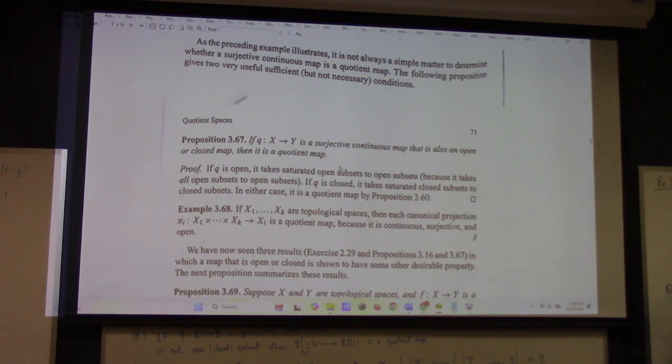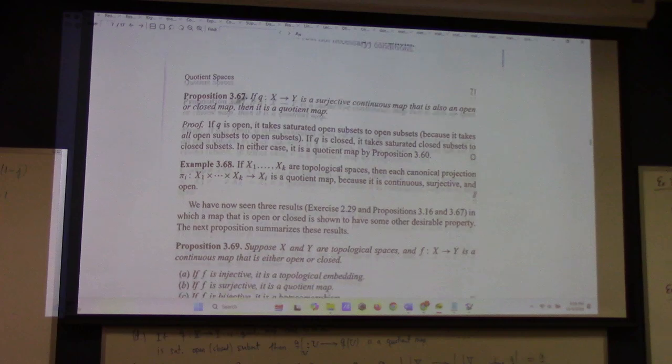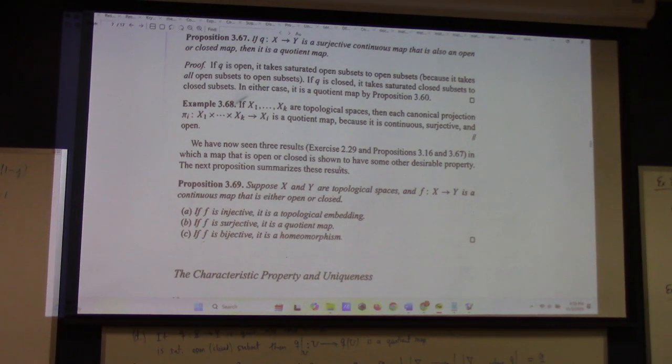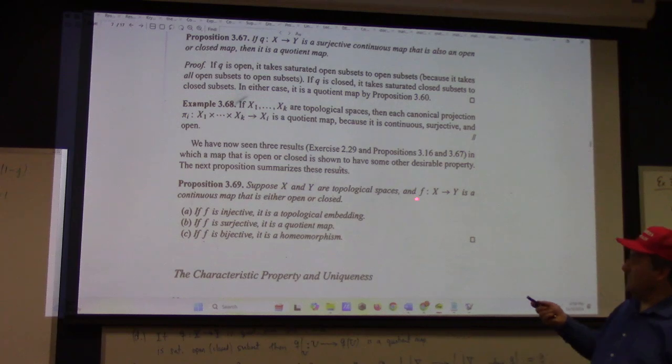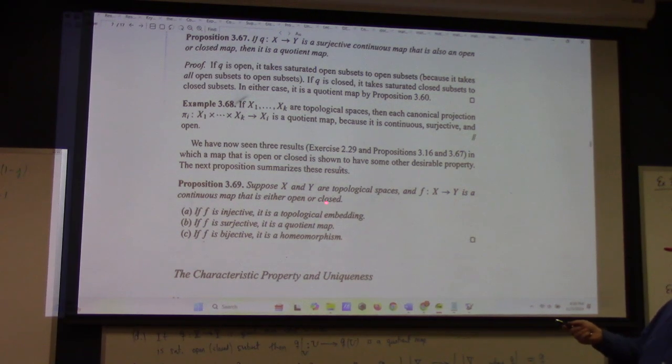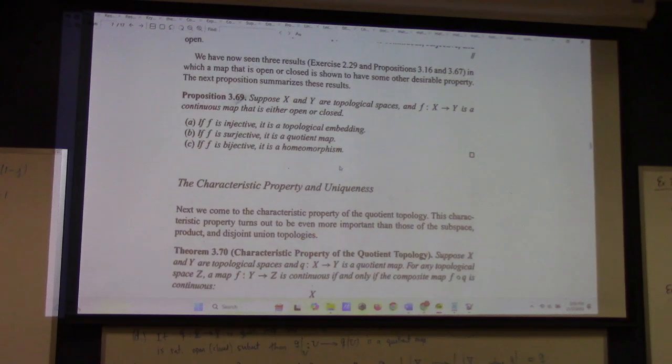And then he draws the thoughts together here just to give you a nice big picture of everything that was just said. If you have X and Y topological spaces and F is a continuous map that's either open or closed, then if F is injective, it's a topological embedding. If F is surjective, it's a quotient map. If F is bijective, it's a homeomorphism. So topological embedding means something like the image under F is itself a topological space, something like that. I'm a little rusty on the precise business there.